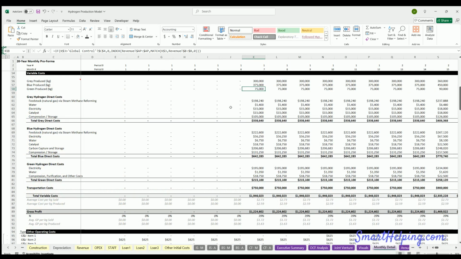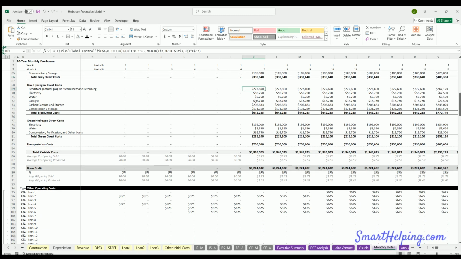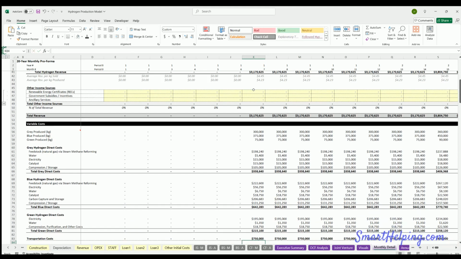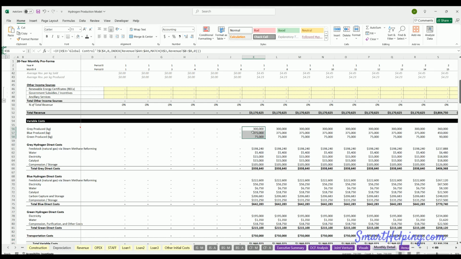So we have the total produced amount of kilograms, and then of what's produced for gray, we can see the cost per kilogram of feedstock, water, electricity, catalyst, and compression. Just taking that amount we've calculated on the other tab multiplied by the total here. And that we've got a total gray hydrogen cost, blue, same deal, and green, same deal. Then we have transportation as a function of the total produced up here, which is just the total will always be the same as these three summed up.